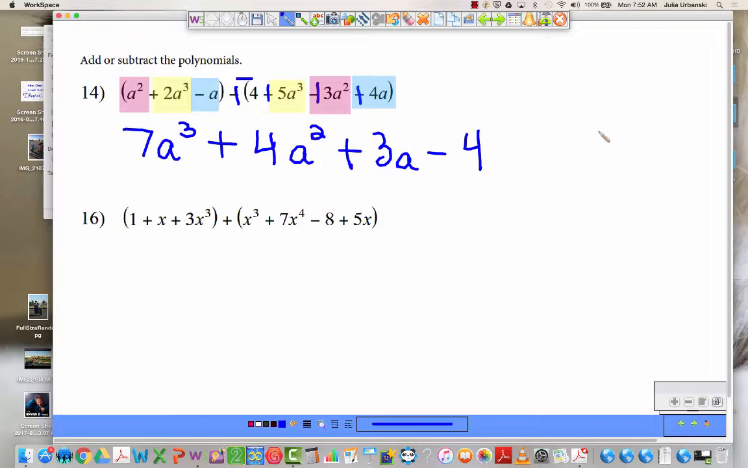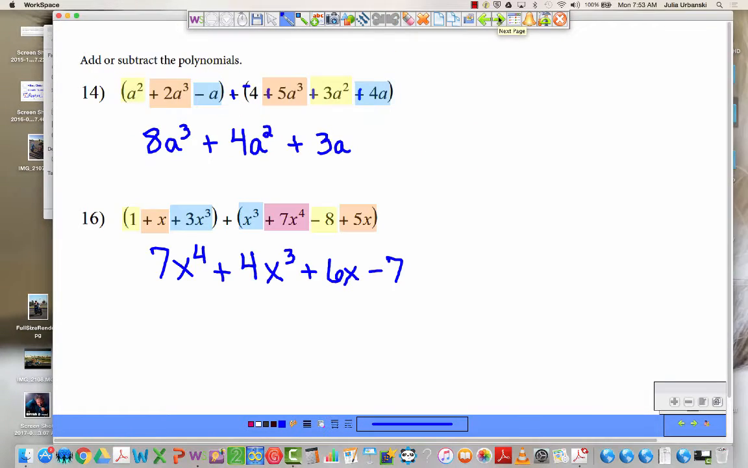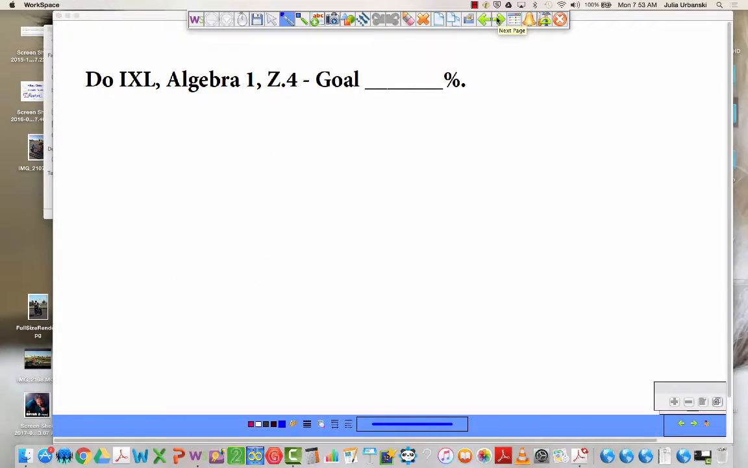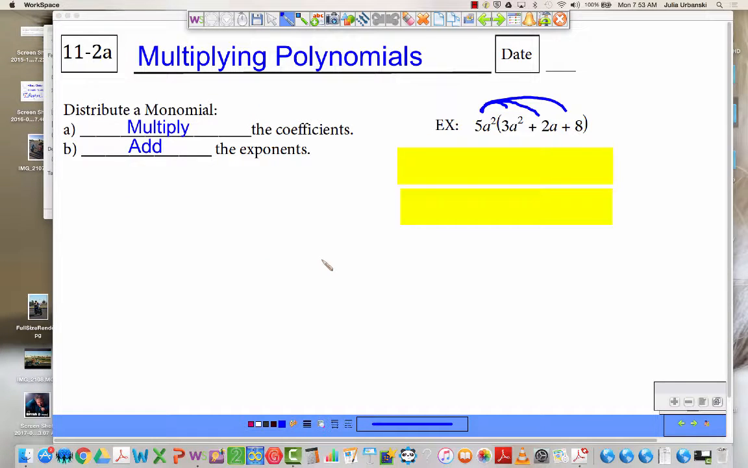There's no plus sign in front of any negatives now. There are minus signs individually, but not touching any parentheses, so none of the signs change. Let's see what you got. Did you get 7x to the 4th, 4x to the 3rd, plus 6x, and minus 7? All right, we'll finish more on that with warm-ups throughout the time. Right now, flip over to 11-2a, multiplying polynomials.